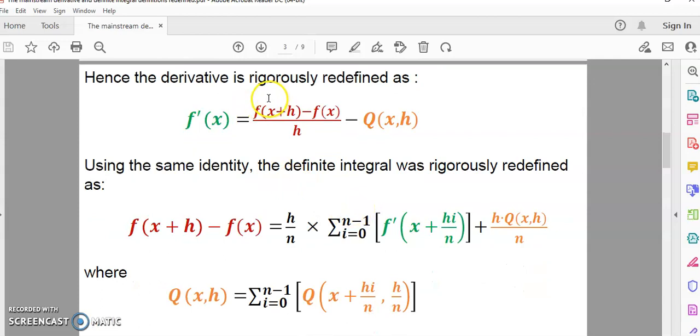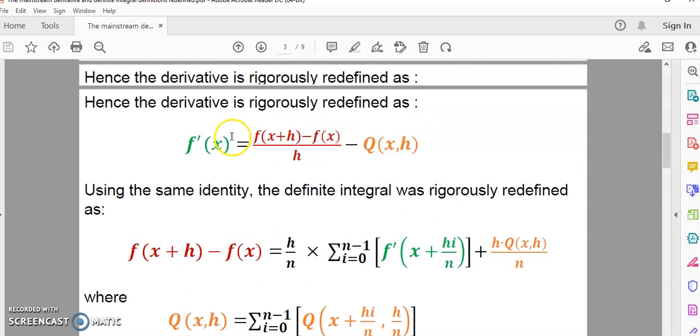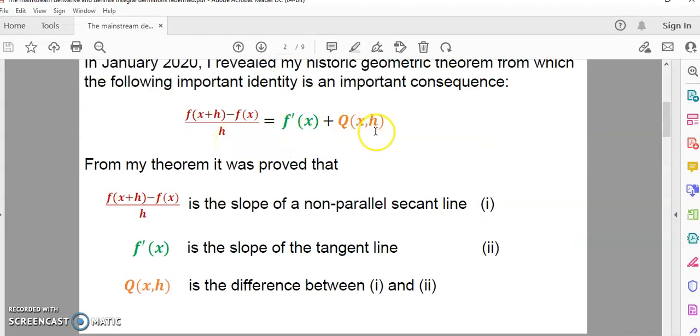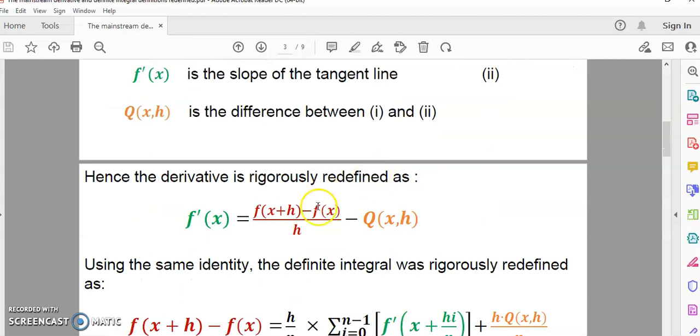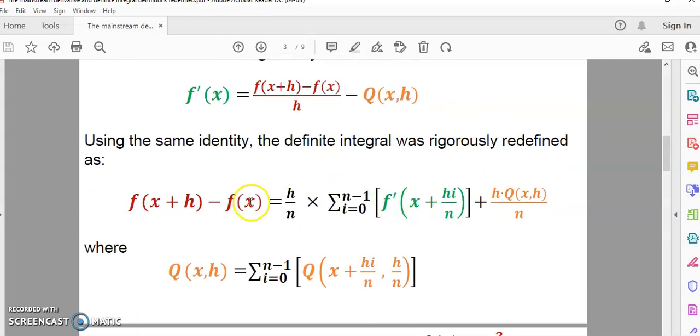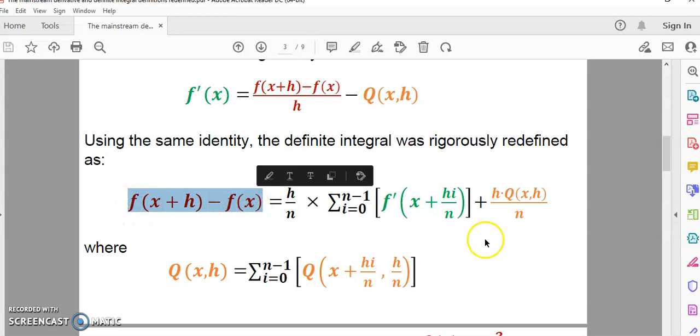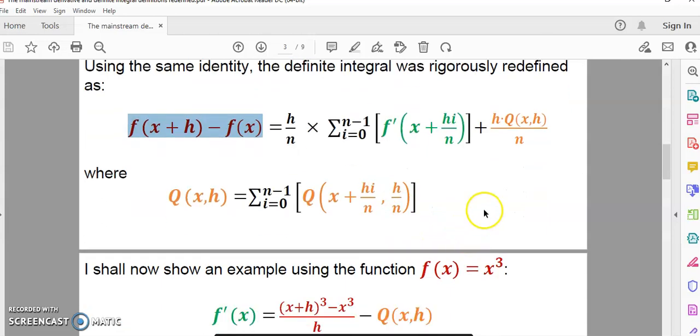So the derivative is rigorously defined through the difference between the slope of the secant line and the difference, because it's just this identity: secant slope minus a difference, right? But using the same identity, the definite integral is rigorously defined as what you see over here, as this expression, where q of xh is equal to the sum of these. So now I'll explain what those mean very carefully.